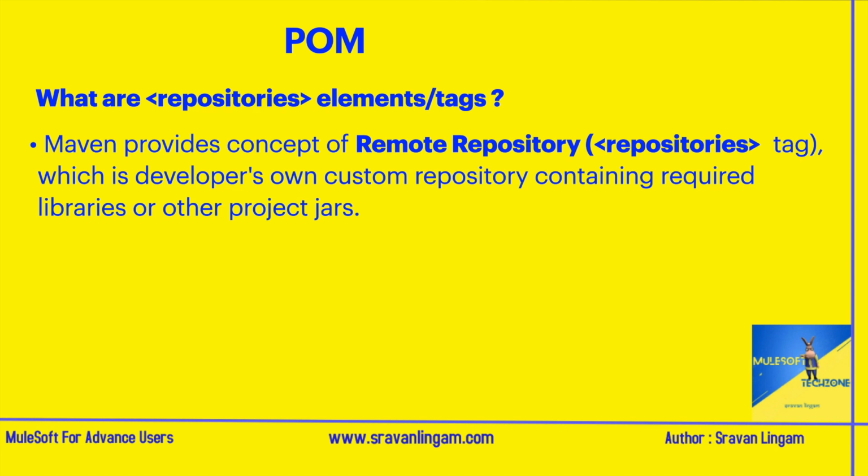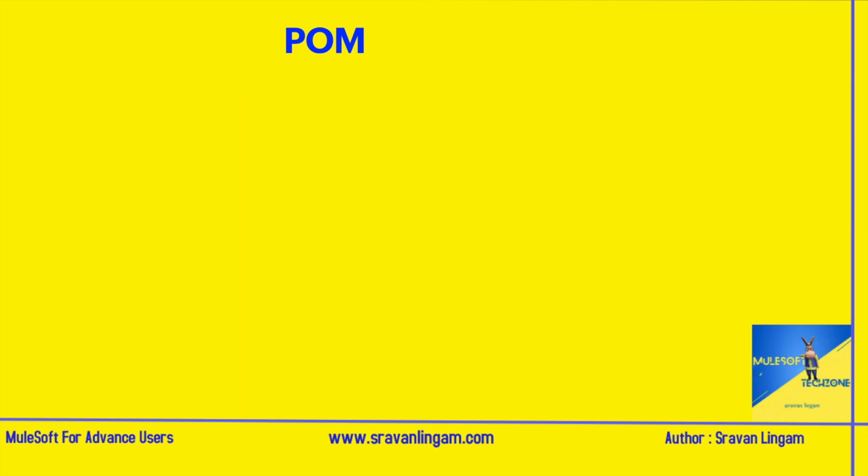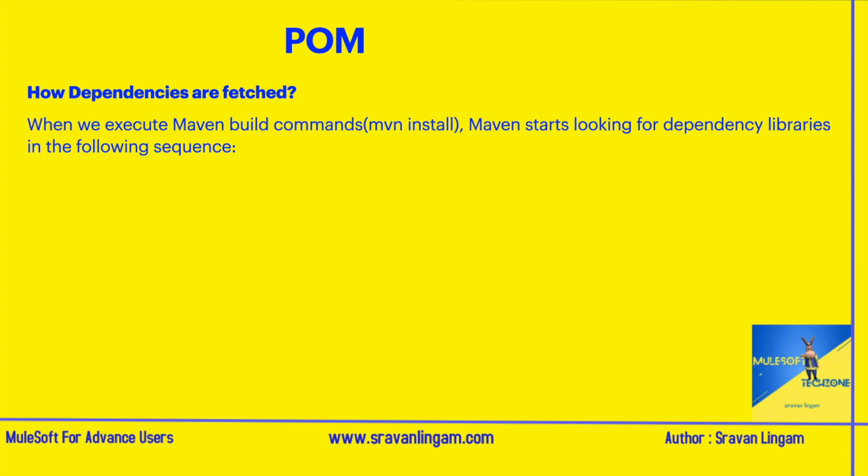For example, we have a repository called Exchange, where you can find all the connectors. So basically we will be mentioning the Anypoint Exchange repositories and Anypoint Exchange URLs under this repositories tag, because our libraries, like the HTTP connector or basically all connectors, are stored in those repositories. Okay, so basically we are downloading from that particular website, right? And how are dependencies basically fetched, right?